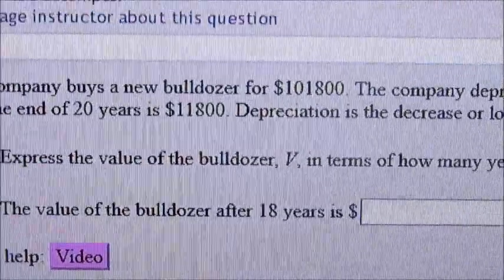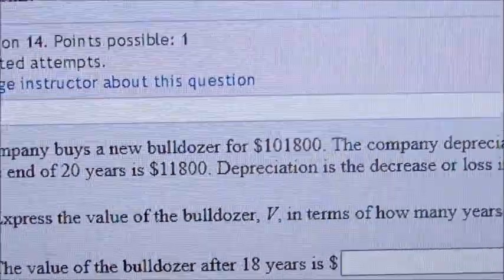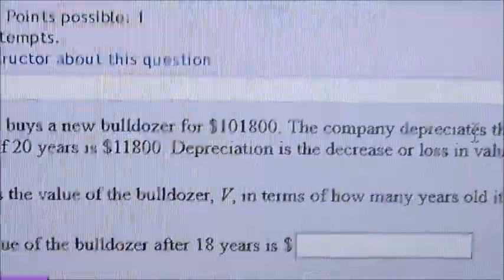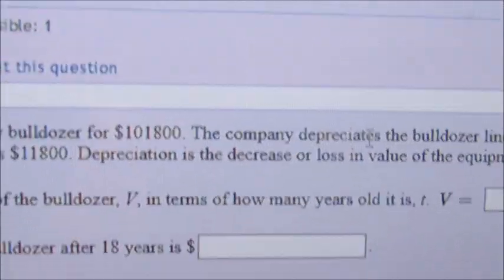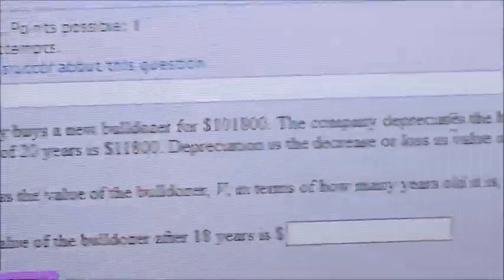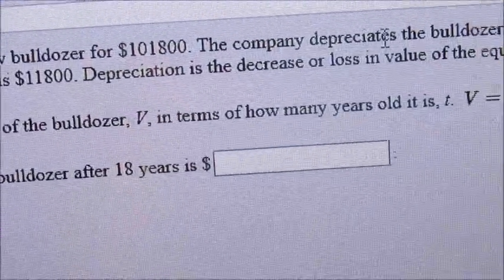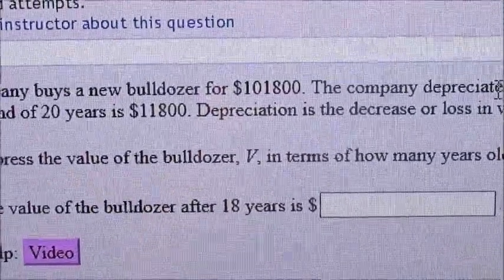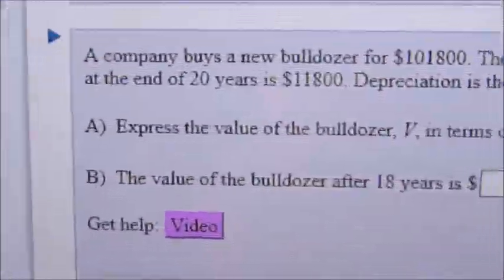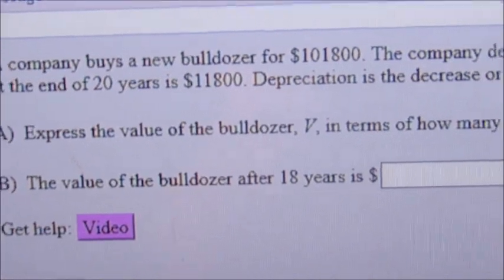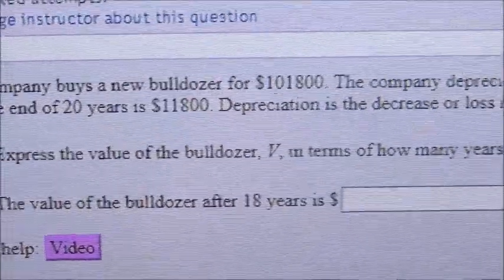So to solve this, what we need to do is subtract 101,800 minus 11,800. And then we're going to divide that by 20. So when we do this, we're going to get 101,800 minus 11,800, and that's going to equal 90,000. Then we divide that by 20. And that's going to equal 4,500.